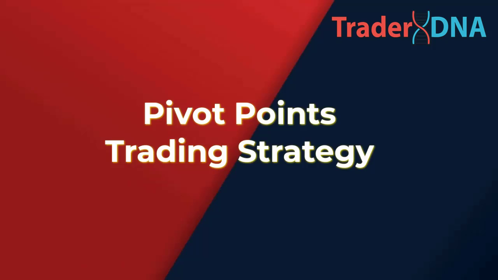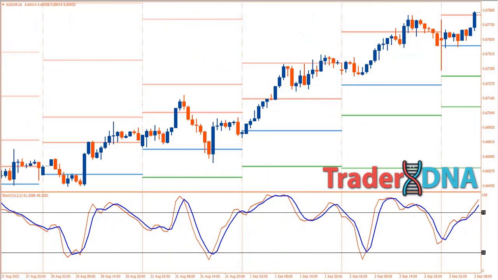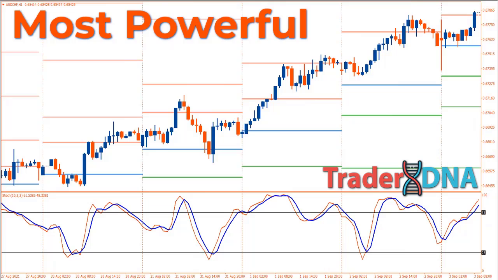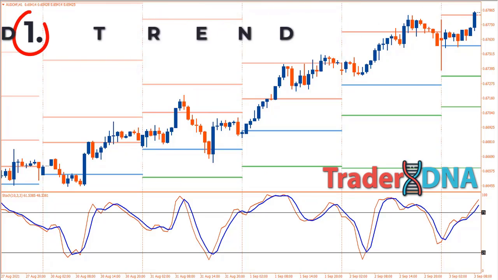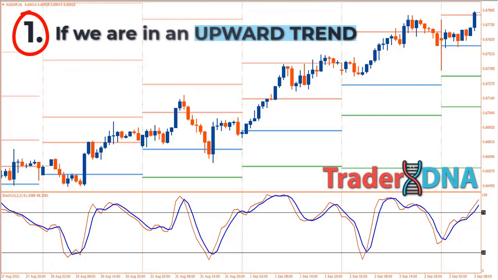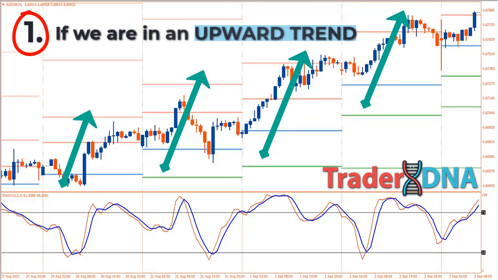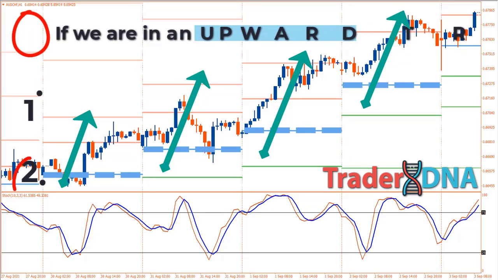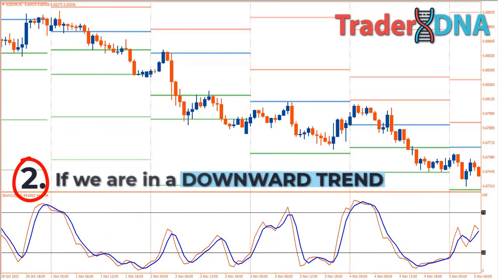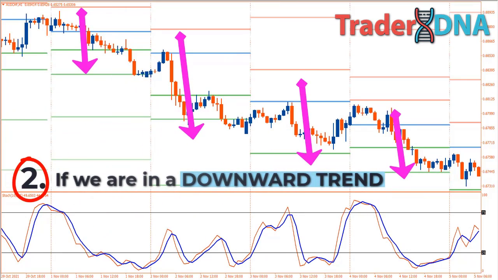Pivot point trading strategy. This strategy is very simple, but it is one of the most powerful ways that you can take away from trading with pivots. The trading rules are straightforward. First, if we are in an upward trend, you will look to buy at support at either support 1 or the main pivot point, with your target set at either resistance 1 or resistance 2. Second, if we are in a downward trend, you will look to sell at resistance at either resistance 1 or the main pivot point, with your target set at either support 1 or support 2.